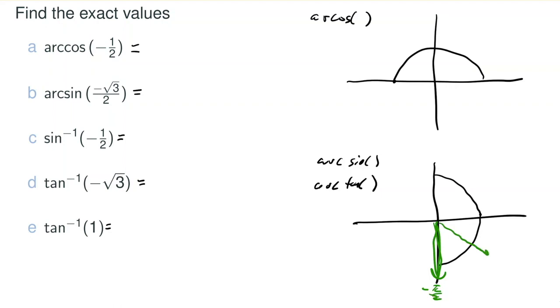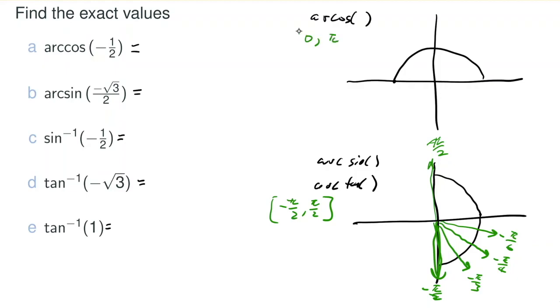This is negative pi over 4, negative pi over 3, negative pi over 6. So for arc sine and arc tangent, the answer must be between negative pi over 2 and positive pi over 2, including these. For arc cosine, the answer must be between 0 and pi.